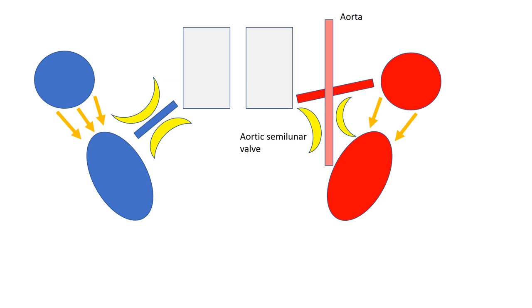Now let's talk about the other set of semilunar valves, and that comes from the left ventricle through the aortic semilunar valve, because this blood is moving to the aorta, so it goes through the aortic semilunar valves to the rest of the body.